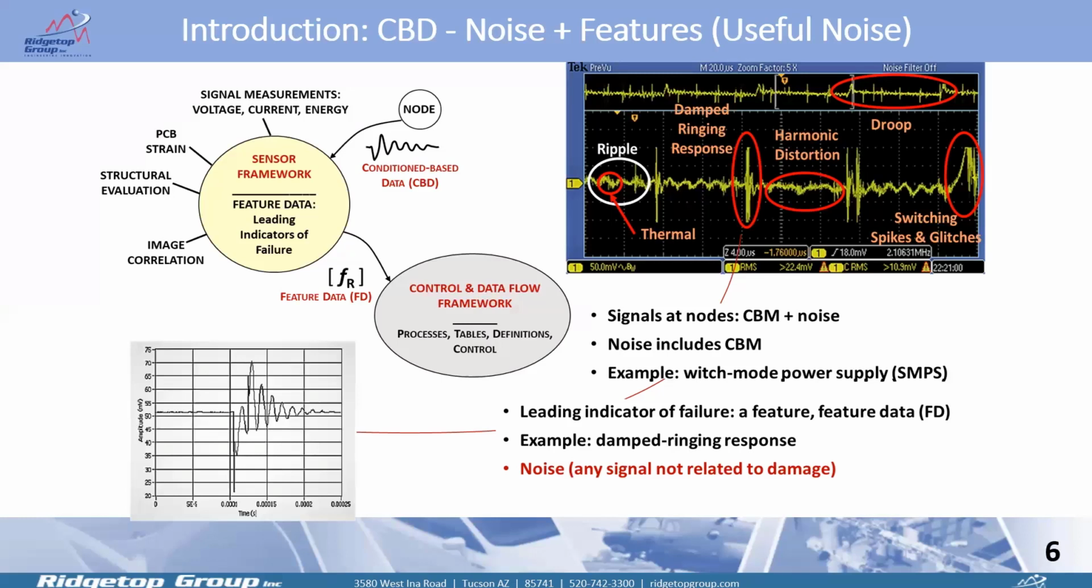A common failure mode of power supplies is a loss of filtering capacitance, which results in a change of frequency. So if you can capture that damped ringing response and figure out what the frequency is, then you can capture the change in frequency and relate it to a loss of capacitance. That is what you do with a sensor framework. It's that change in frequency. The frequency itself is called feature data, and that's what our ARULE works on.